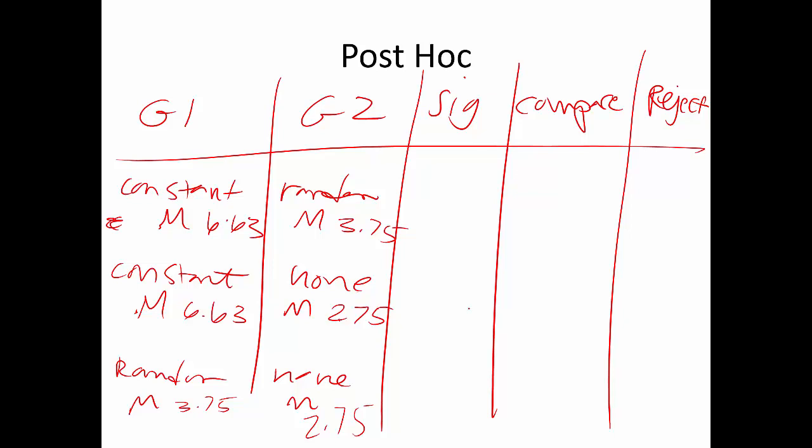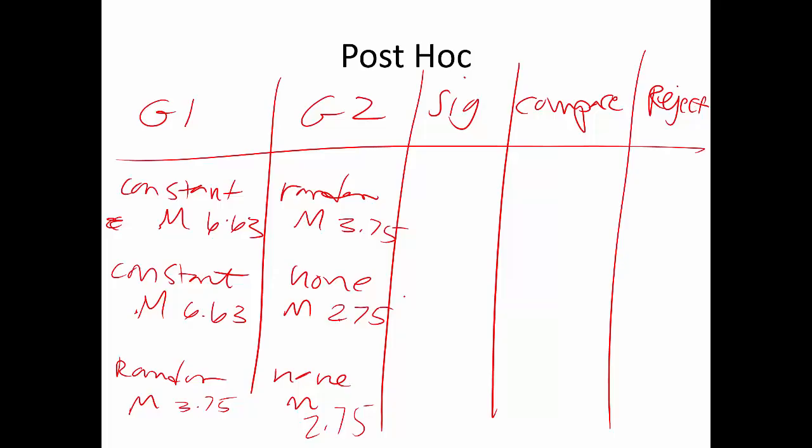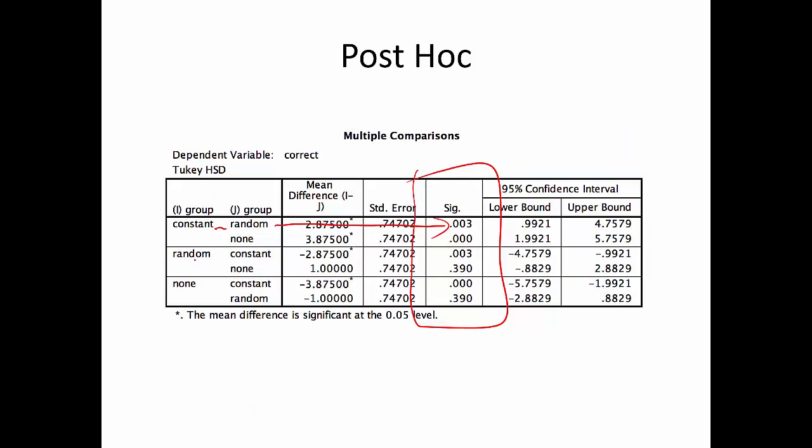So back up one slide to the post hoc test. So I'm going to do constant to random here. Here's the first significance value, so 0.003. That means here, random versus constant, I've already covered that one, so I'm going to scratch that out. So it doesn't matter what the order is that you do them in, and you don't want to do them twice. SPSS assumes that you are an idiot and does everything for you twice.